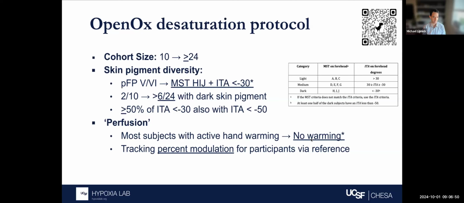We also tried to track percent modulation for our participants via our reference oximeter. Obviously not exactly perfusion, but we use percent modulation from a Nellcore PM1000N, which we used as our reference device in all of the subjects. And so you'll see us reporting out percent modulation. That is coming from the same device, the PM1000N. It was on the subject. It obviously was not on the same hand as the device under test, and it may not have been on the same hand, but we tried to put it on the same hand as much as possible and 1 digit away from the device under test, but that was not always possible.